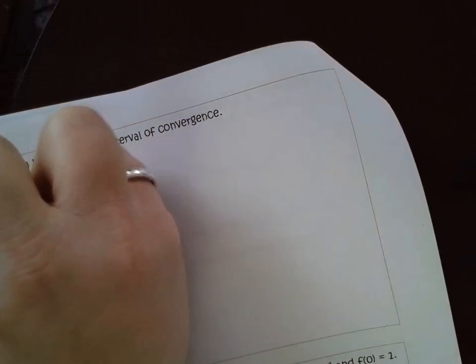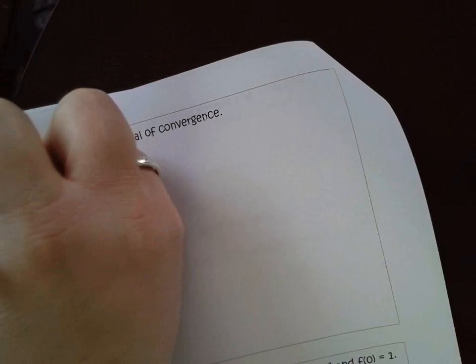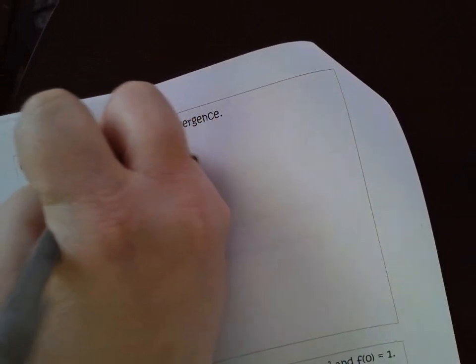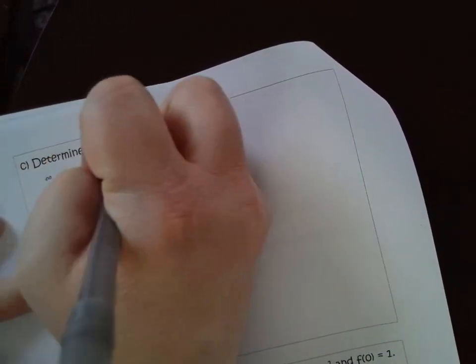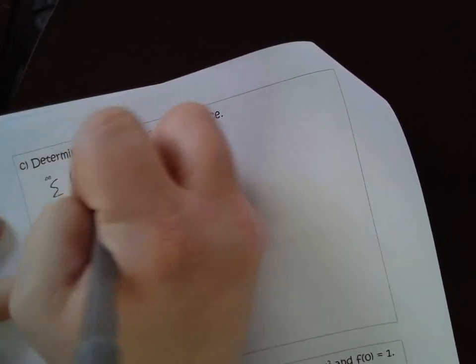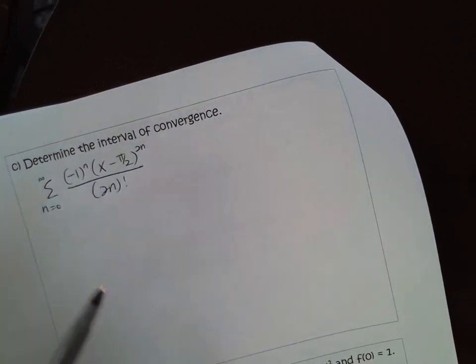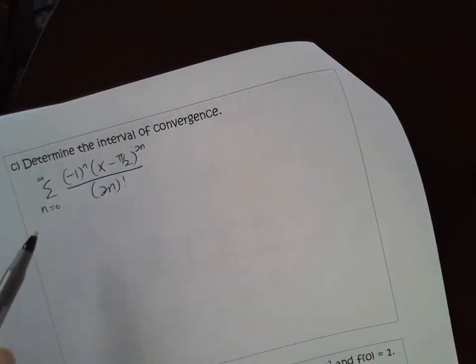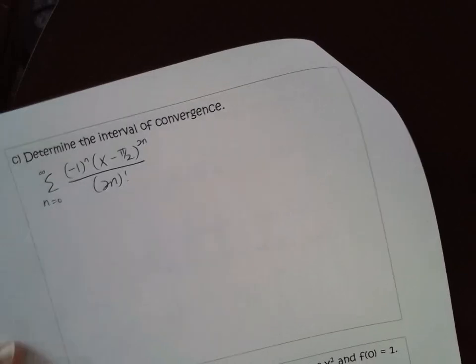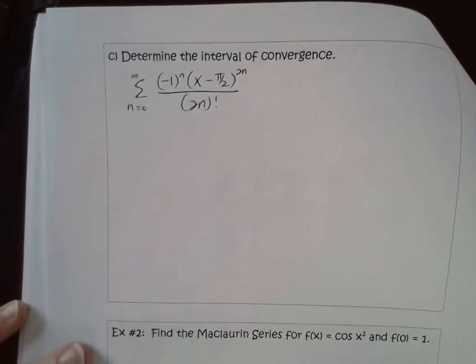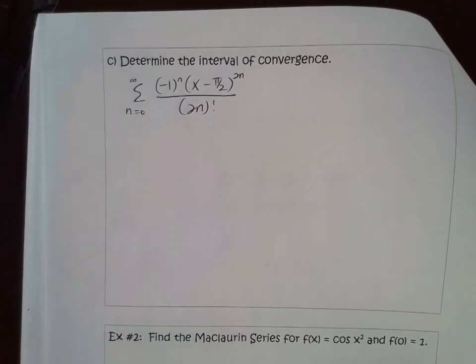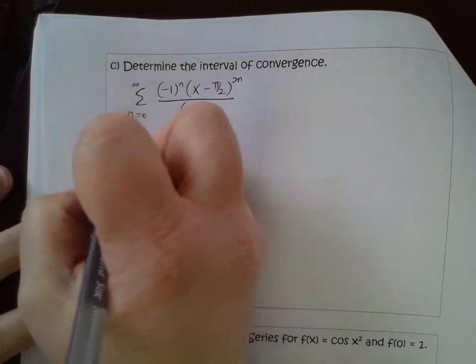Determine the interval of convergence. So again, our series is from 0 to infinity. It's -1 to the n times x minus pi over 2 to the 2n over 2n factorial. The interval of convergence would be, well, if this was a power series, I would use a geometric formula. But because it's not, I'm going to use the ratio test.